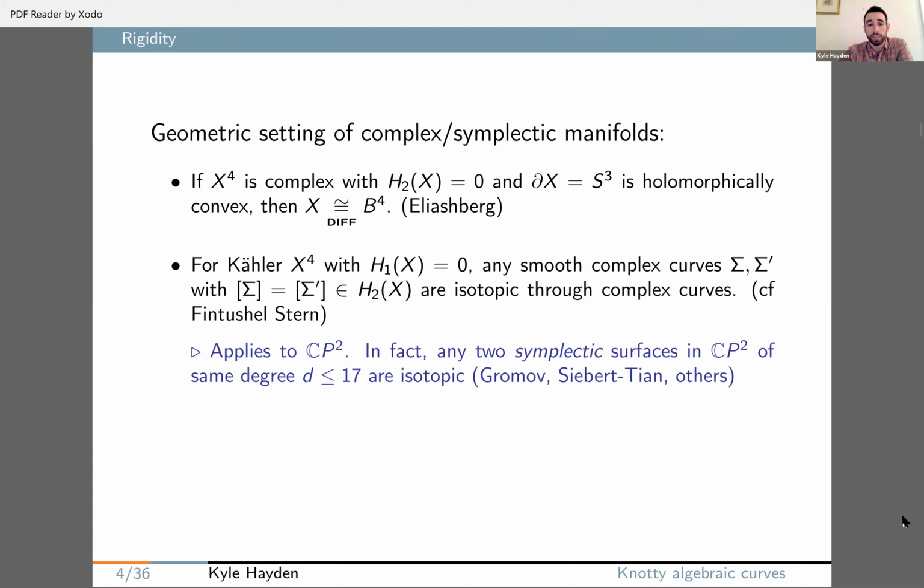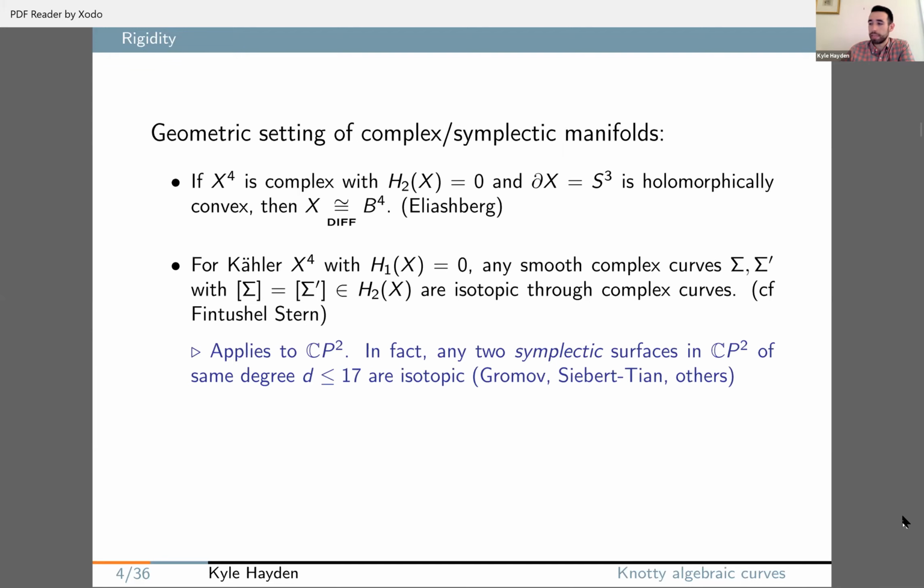And a broader conjecture, for thinking broadly about geometry, the symplectic isotopy conjecture predicts that any two symplectic surfaces in CP2 of the same degree are isotopic. And so this is known up to degree 17, like work of Gromov in very low degrees, some others, and then steady progress that is due to Siebert and Tian.